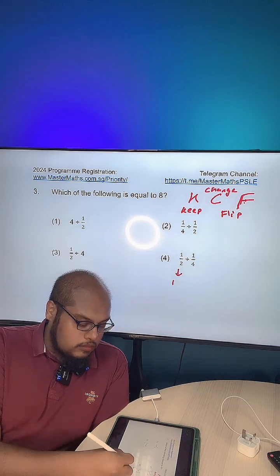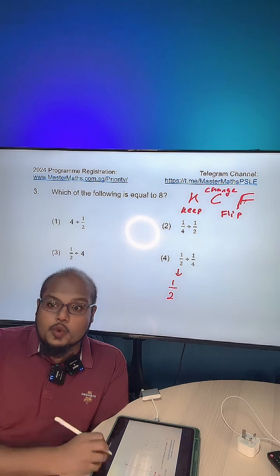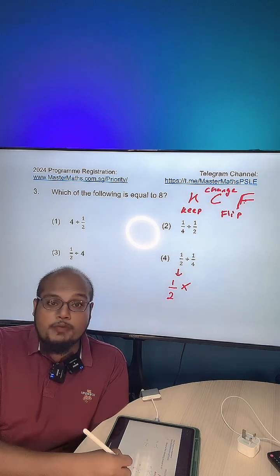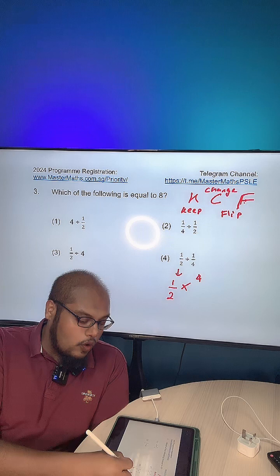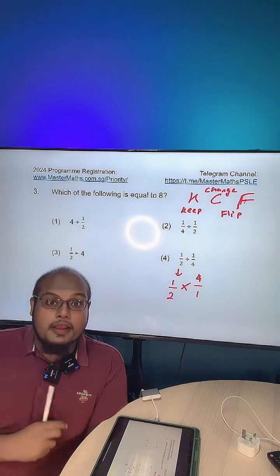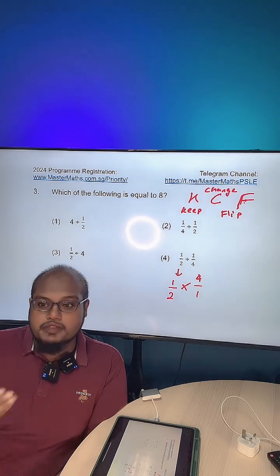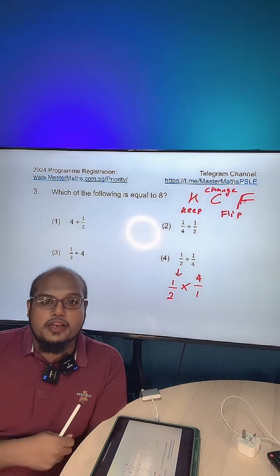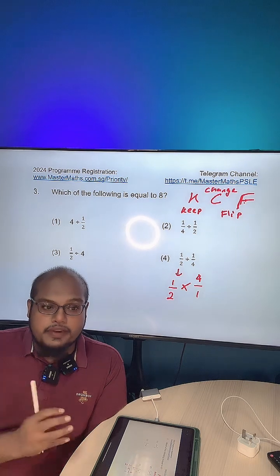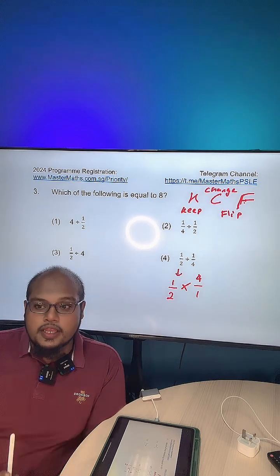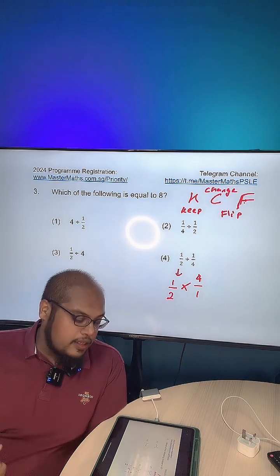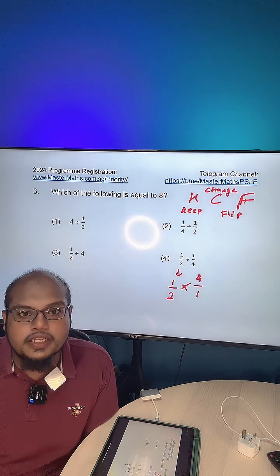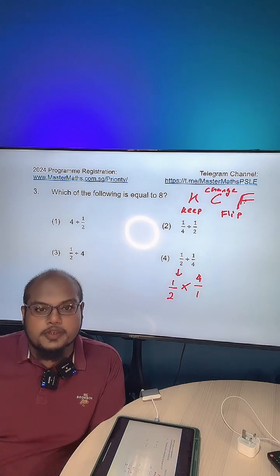You change the divide to a times. You change it to a multiply. And you flip the 1 over 4 to make it 4 over 1. That is what I mean by keep, change, flip. For those who haven't learned how to divide fractions, congrats, today you learn how to do it. You keep the first fraction, that means don't do anything to it. You change the divide to a multiply, then you flip the second fraction. That means you keep the first fraction, then change the divide, and then flip the other fraction.